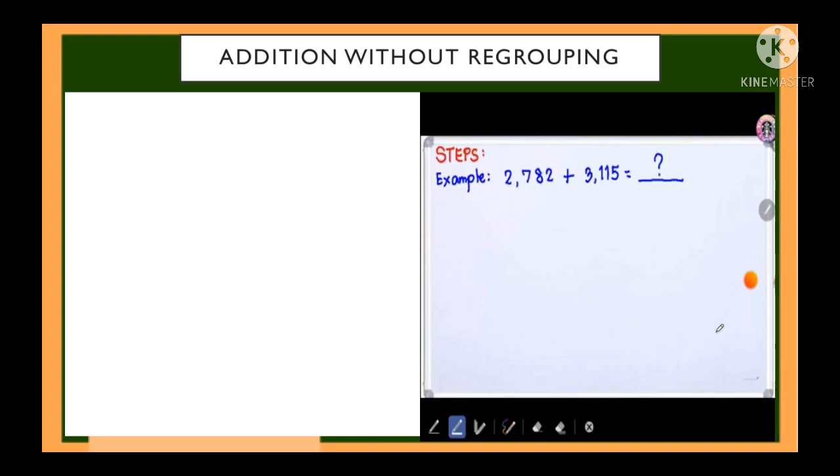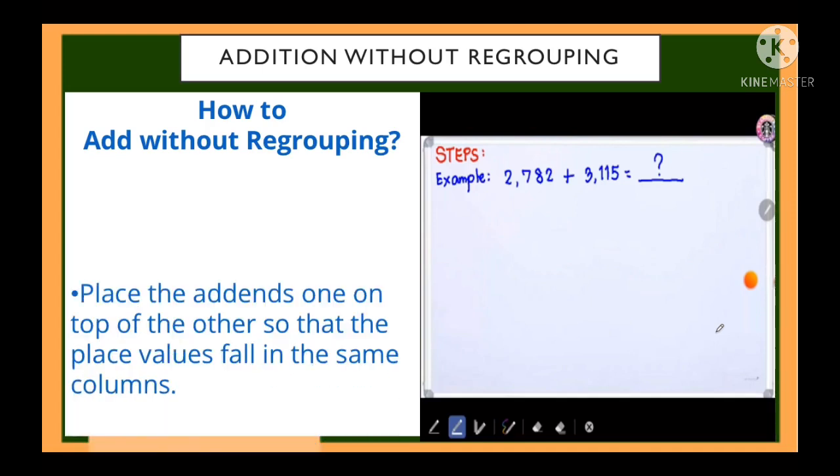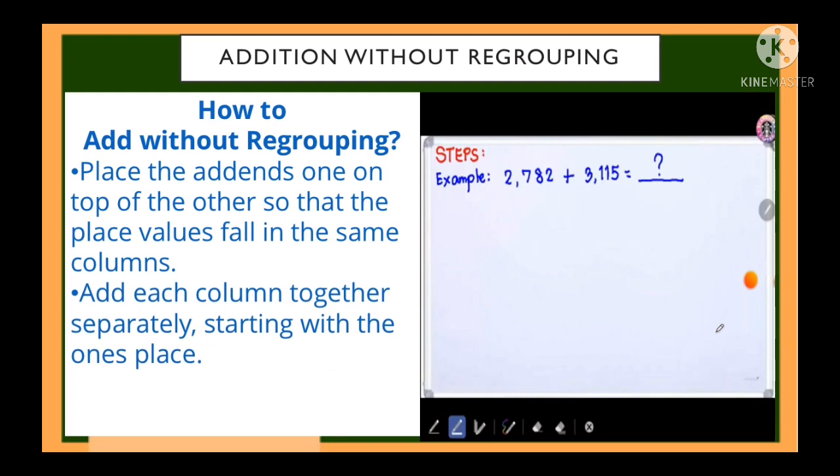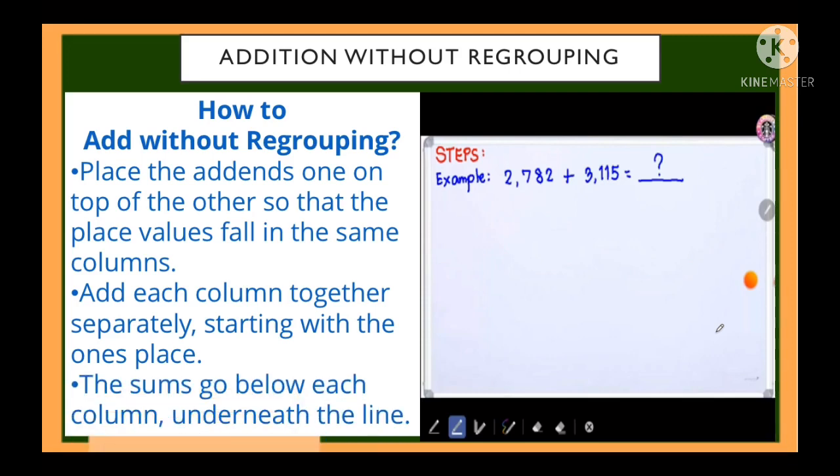This is addition without regrouping. How to add without regrouping? First, place the addends one on top of the other so that the place values fall in the same columns. Next, add each column together separately, starting with the ones place. And then the sums go below each column underneath the line.